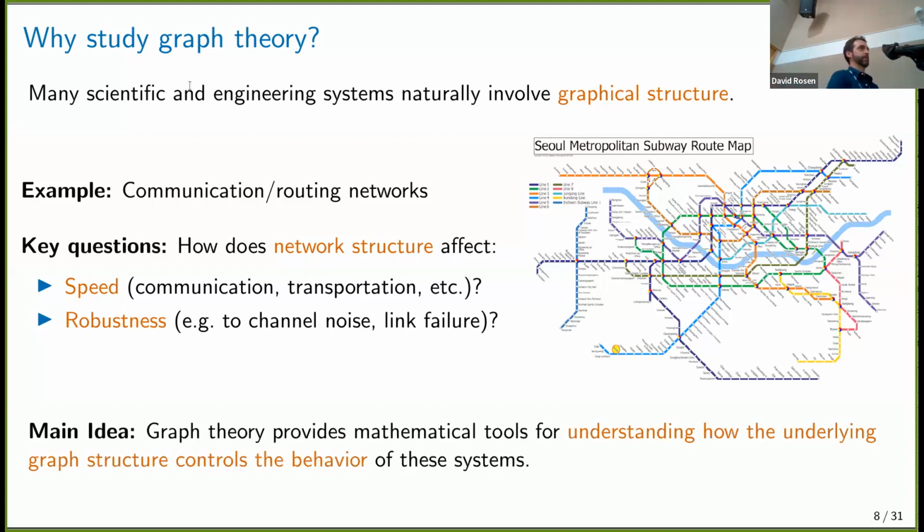So the punchline, or really the main way that we use graph theory or spectral graph theory in a lot of our work, is that it provides a set of mathematical tools for understanding how the graphical structure that underlies our systems of interest translates into the properties that we are interested in studying from a scientific or an engineering standpoint, like speed of communication or reliability.